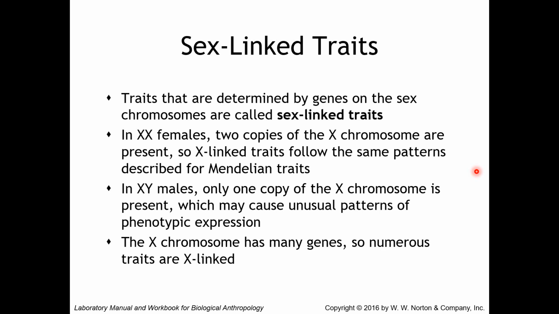The X chromosome has many genes, so there are numerous traits that are X-linked. A classic example is color vision. So humans, like many of our close primate relatives, have tricolor vision that is determined by 3 separate genes on the X chromosome. If an XY male has an alternative form of one of these genes, it may affect his ability to perceive certain colors. This results in a condition known as color blindness.